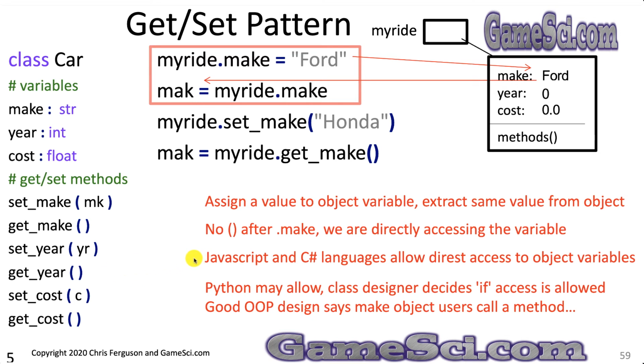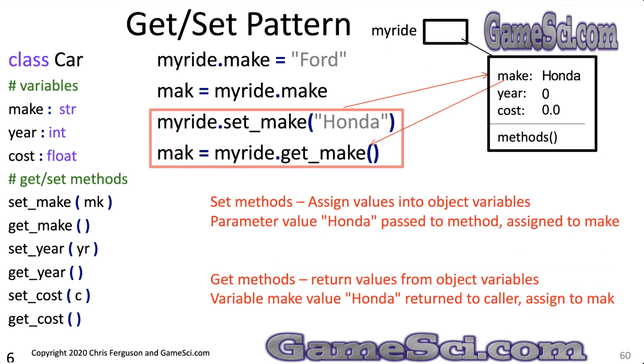This is kind of normal in JavaScript. Python may or may not allow. A class designer decides if access is allowed. Good object-oriented programming design usually says make the users call a method to do something like this, but there are languages that allow you to directly access the variable, and it's an option in Python.